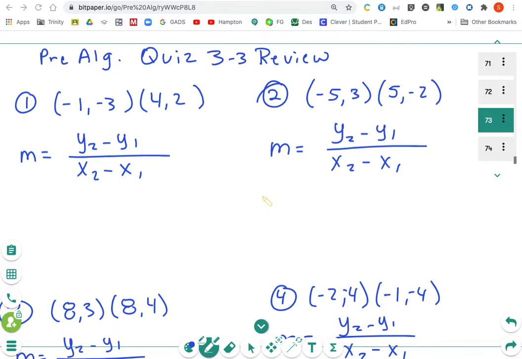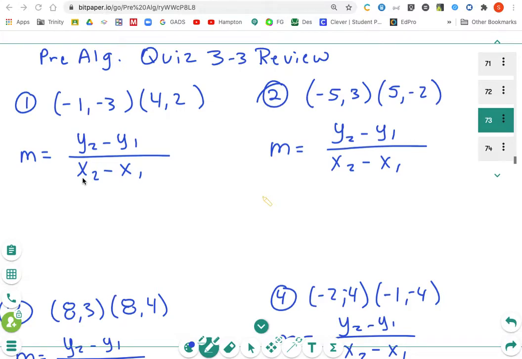The Quiz 3-3 review. The first problem that we're looking at takes two ordered pairs off of the graph, and those two ordered pairs are (-1, -3) and (4, 2). We're going to write our formula m equals, because we're going to find the slope, and we're going to label it. So we're going to do m equals y2 minus y1 over x2 minus x1.